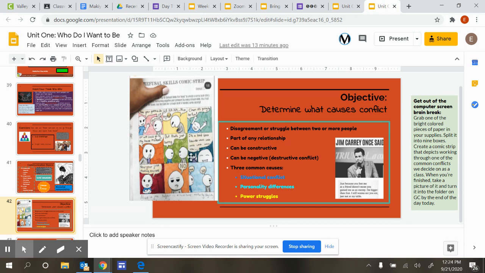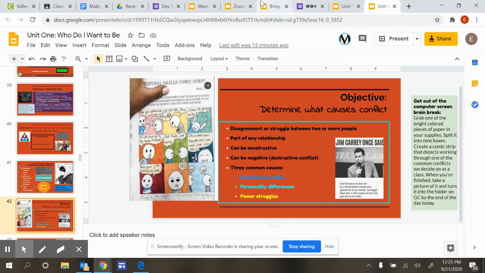If you weren't present in class today, you can turn it in late. That's completely fine. But basically what you're going to do is follow the prompts here to create your comic strip. You want to illustrate a conflict caused by a situational conflict, a conflict caused by a personality difference conflict, or a situation that was influenced by a power struggle. So if you Google any of those, it'll give you some background, and if you have questions, you can let me know.